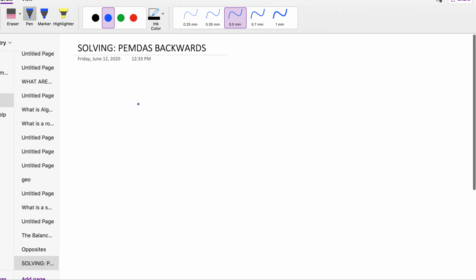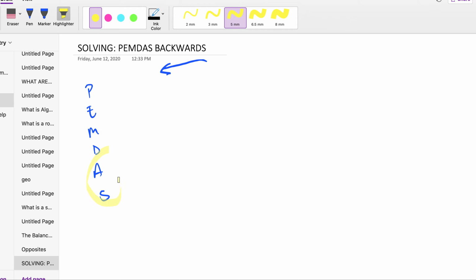When we're calculating or solving with just numbers, we use PEMDAS. When we're solving for a variable or using algebra to get x alone, we want to use PEMDAS backwards. So I'm going to write down PEMDAS, going from left to right, and we're going to start at the bottom. We're going to do any addition or subtraction first.